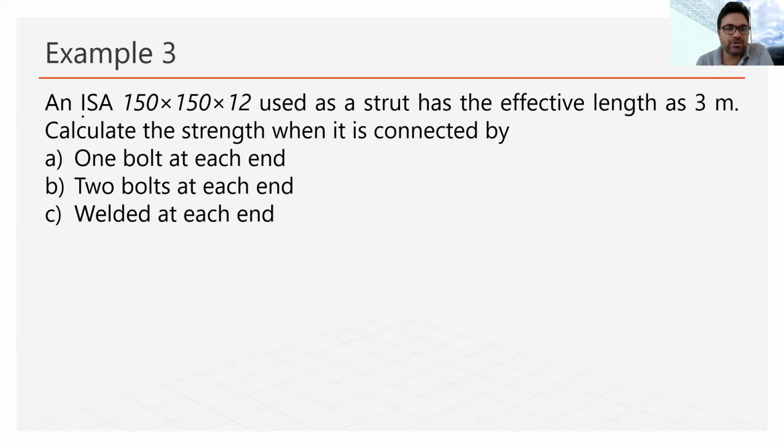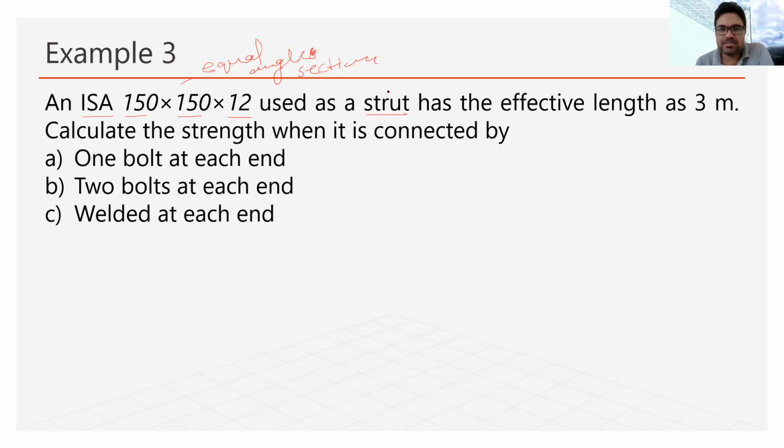ISA stands for Indian Standard Angle Section, and the size is 150 by 150 by 12, which means it is an equal angle section, because both the legs, 150 and 150, are the same. So it means it is an equal angle section, and it is used as a strut.